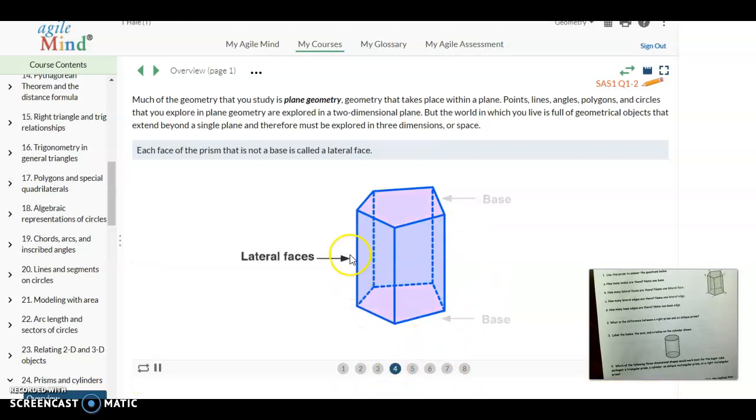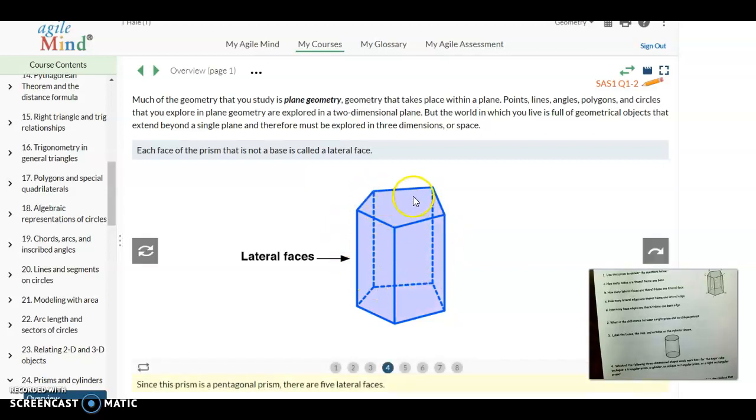Okay, so the ones going along the edges, which are all rectangles, are called lateral faces. So we have a total of 7 faces in this prism, but 2 of them are called bases, and the other 5, those rectangles along the edges, are called lateral faces. We have 5 of them because that's how many sides our base had. So if it was a hexagonal prism, we would have 6 faces along the sides. If we had a triangular prism, we'd have 3 lateral faces. So the number of lateral faces is based on the number of edges your base has, or edge number, I should say, not length.